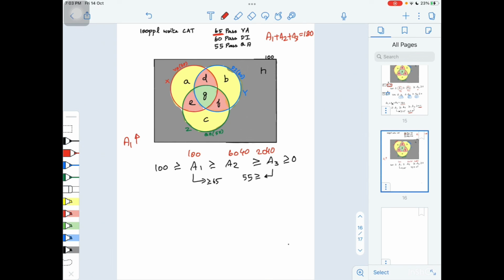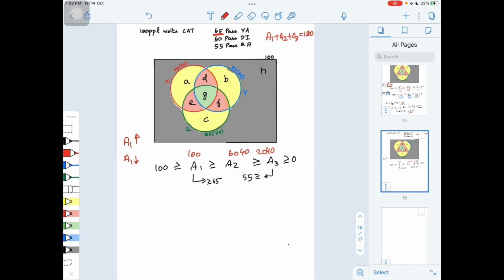No condition is violated. A1 greater than or equal to A2 greater than or equal to A3 condition is satisfied. A1 is greater than or equal to 65 condition is satisfied. A3 is less than or equal to 55 condition is satisfied. Everything is satisfied. So the maximum value that A1 can take is 100 only.